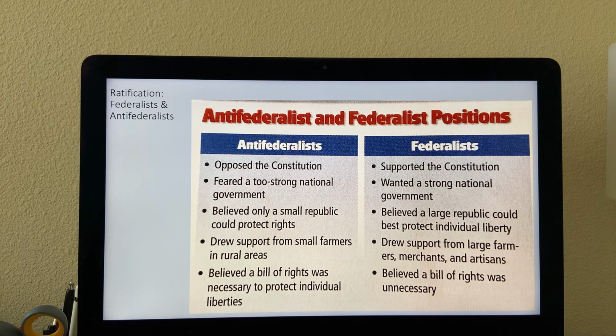And then if you look at the Federalist side, they supported the Constitution. They wanted a strong national government, and they believed that a large republic could best protect an individual's liberties. And they drew support from those who were more wealthy, the large farmers, the merchants, and the artisans. They believed that a Bill of Rights was unnecessary.